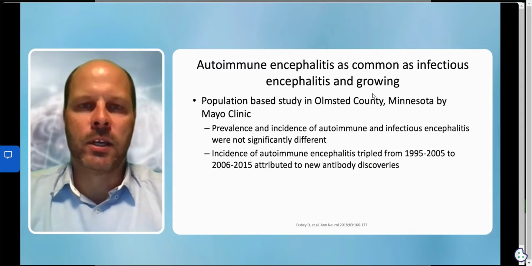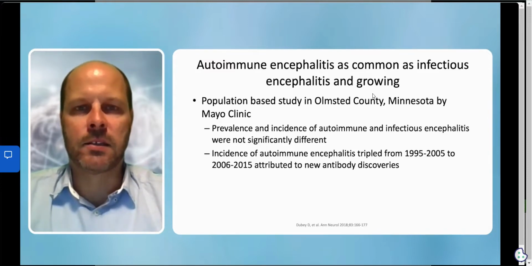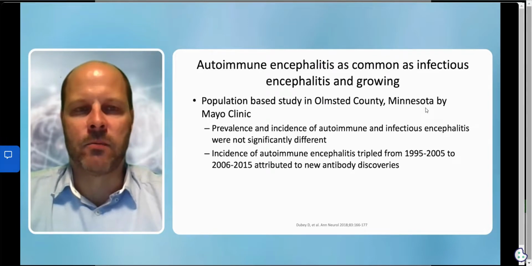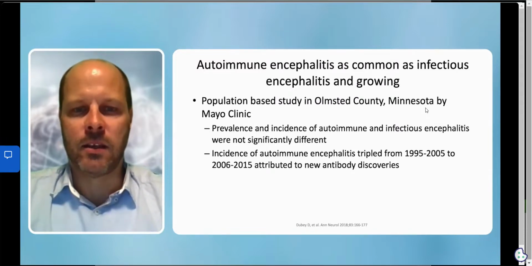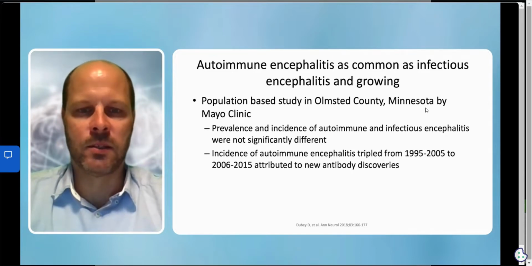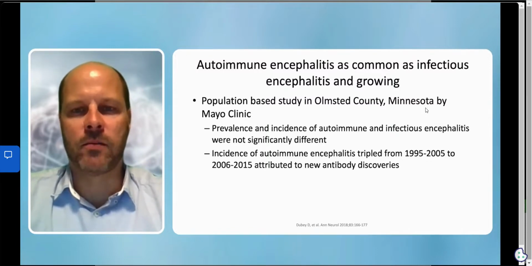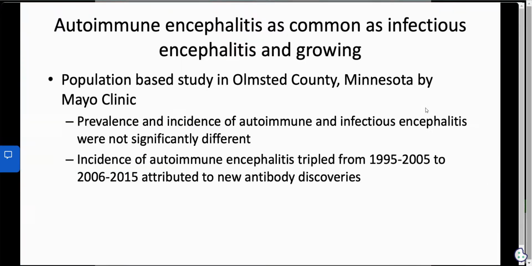And although historically our field has focused on infectious causes of encephalitis, it's become clear over the past decade or so that autoimmune encephalitis is at least as common as infectious encephalitis. This was rigorously proven in a study from the Mayo Clinic, where they did a population-based study looking at the incidence and prevalence of autoimmune and infectious encephalitis. And these were not significantly different between the 2 entities. In addition, the incidence of autoimmune encephalitis tripled from 1995 to 2005 to the following decade, 2006 to 2015. And this could be directly attributed to new antibody discoveries.